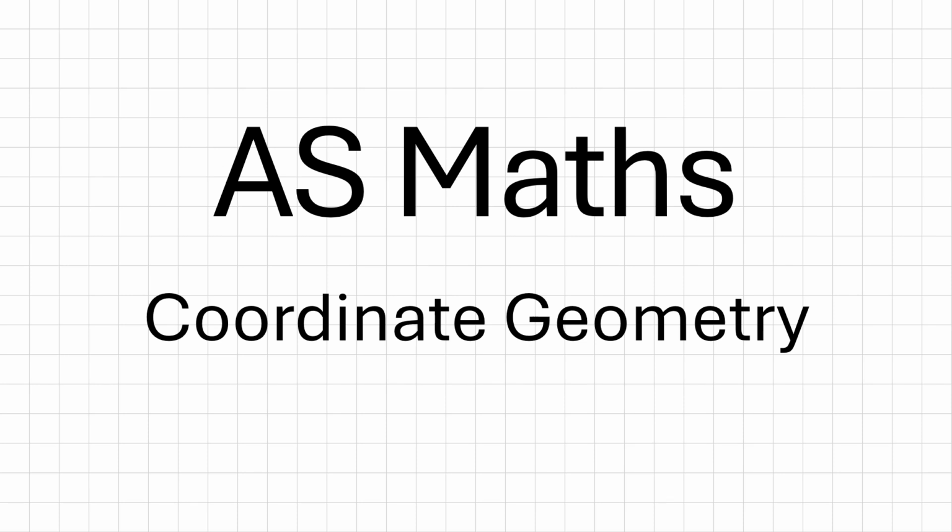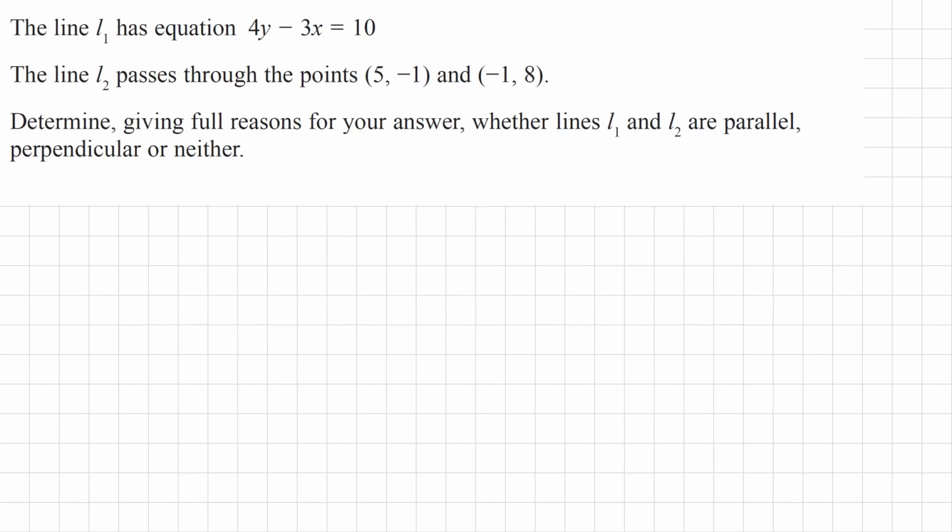This is an AS Maths question on coordinate geometry. The line L1 has equation 4y minus 3x is equal to 10. The line L2 passes through the points (5, -1) and (-1, 8). Determine, giving reasons for your answer, whether the lines L1 and L2 are parallel, perpendicular or neither.